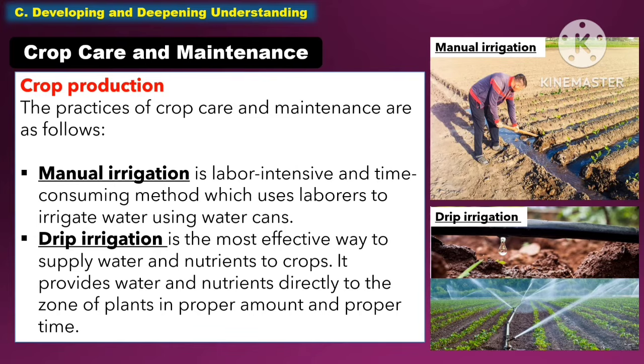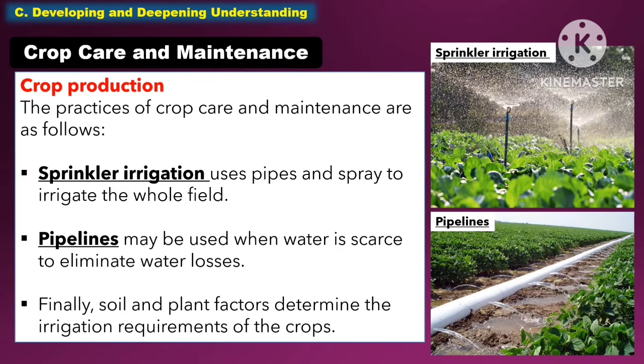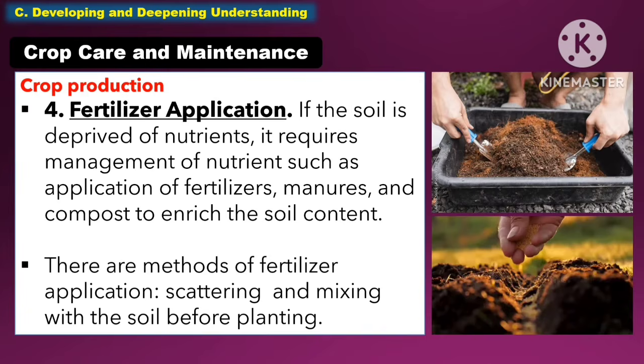It provides water and nutrients directly to the root zone of plants in proper amount and at the proper time. Sprinkler irrigation uses pipes and sprays to irrigate the whole field, whereas pipelines may be used when water is scarce to eliminate water losses. Finally, soil and plant factors determine the irrigation requirements of the crops.